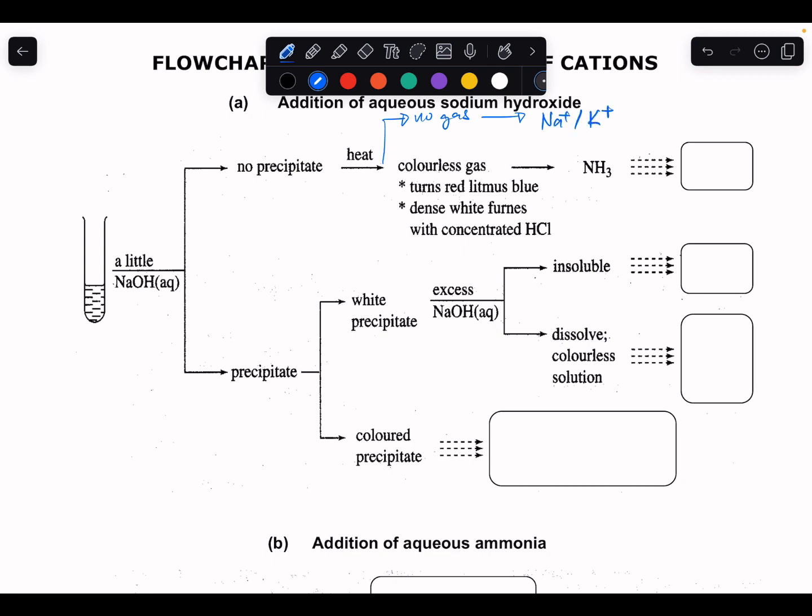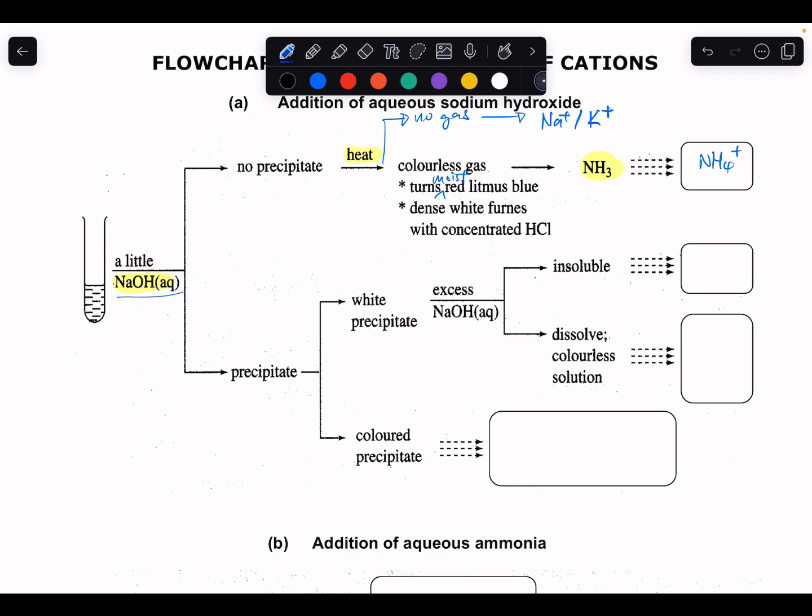However, if you add sodium hydroxide, no precipitate, and you heat it, the moist red litmus paper turns blue, and you get ammonia. This tells you that ammonium ion is present. This would be your alkali plus ammonium gives you salt, water and ammonia gas. So this one just requires alkali and heat.